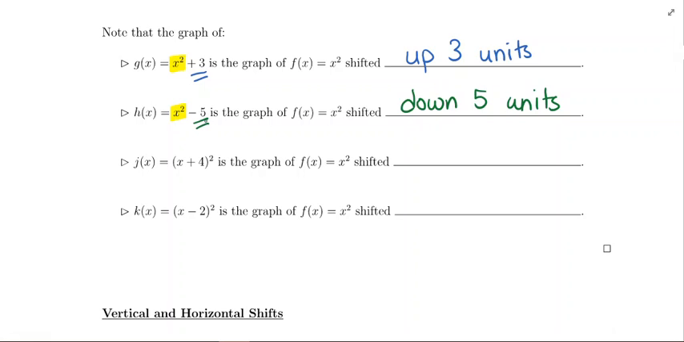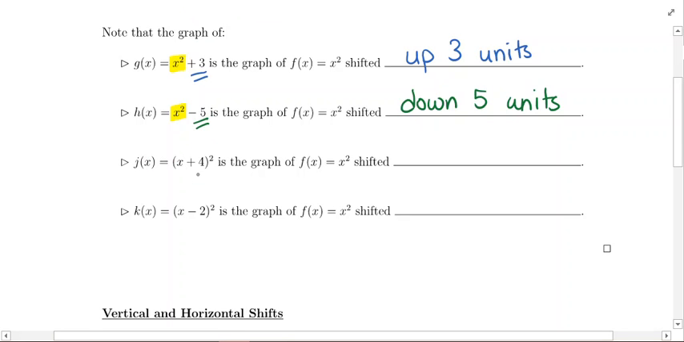Now make sure you keep it straight. Look at g of x and look at h of x. In g of x, you added a number, so you went up. In h of x, you're subtracting a number. That makes you go down. All right, let's take a look at j of x.